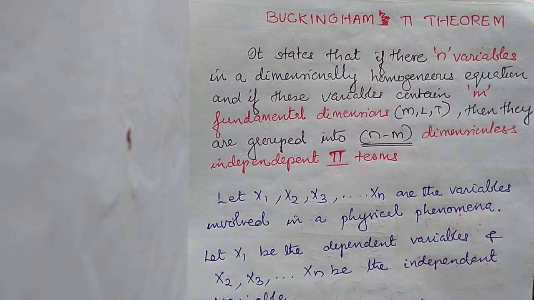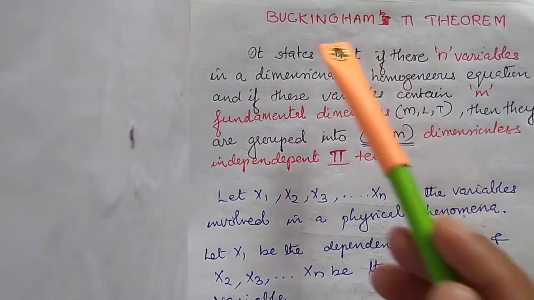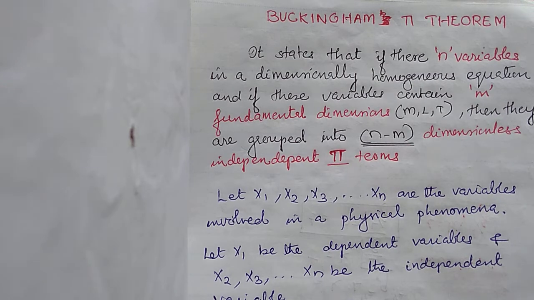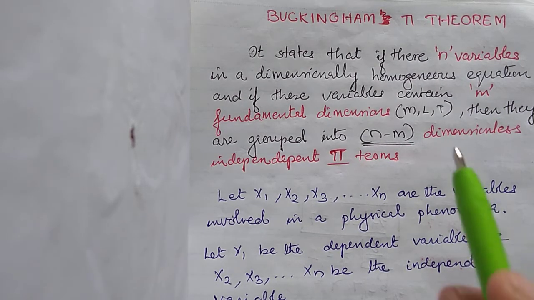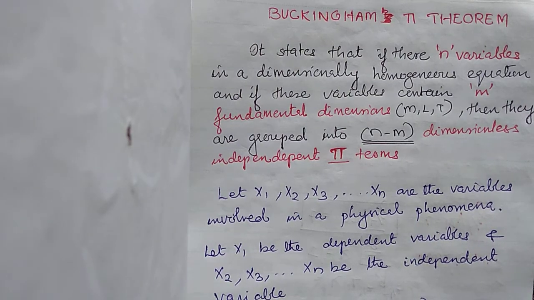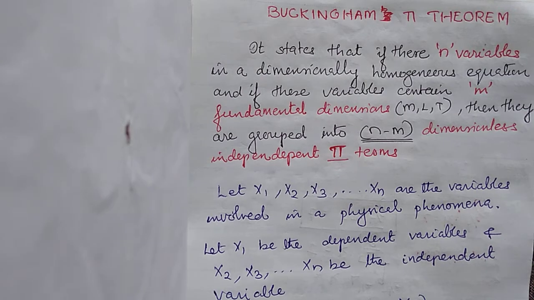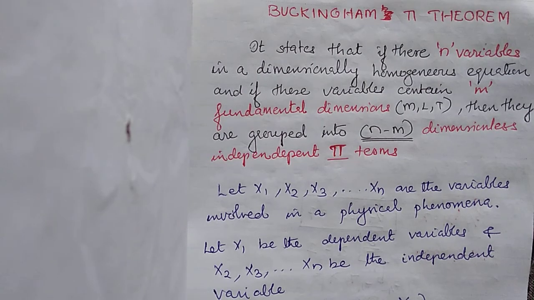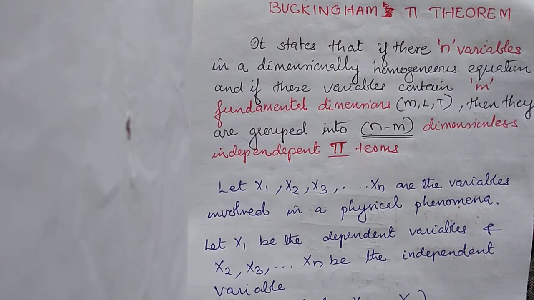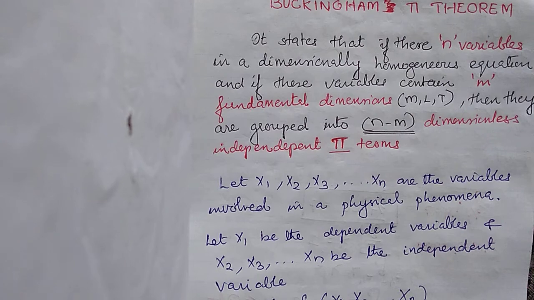So today we are going to the second method of dimensional analysis, Buckingham's pi theorem. So the definition of Buckingham's pi theorem is, it states that if there are n variables in a dimensionally homogeneous equation and if these variables contain m fundamental dimensions, then they are grouped into n minus m dimensionless independent pi terms.